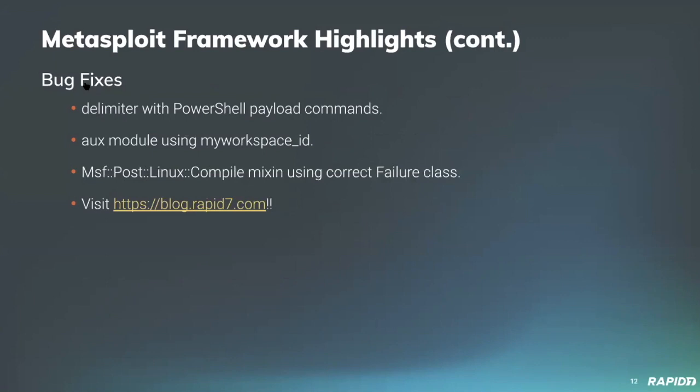Our own bwatters fixed the delimiter on commands when using PowerShell payloads. Great. Contributor Layderv updated a handful of auxiliary modules to use the myworkspace_id variable instead of myworkspace.id, avoiding an exception when no database is connected. Always like that stuff. Contributor Tim Wright updated the msf Post Linux compile mixin to use the correct failure class, which will now provide the user with a useful error message when compilation fails instead of just a generic name error message.